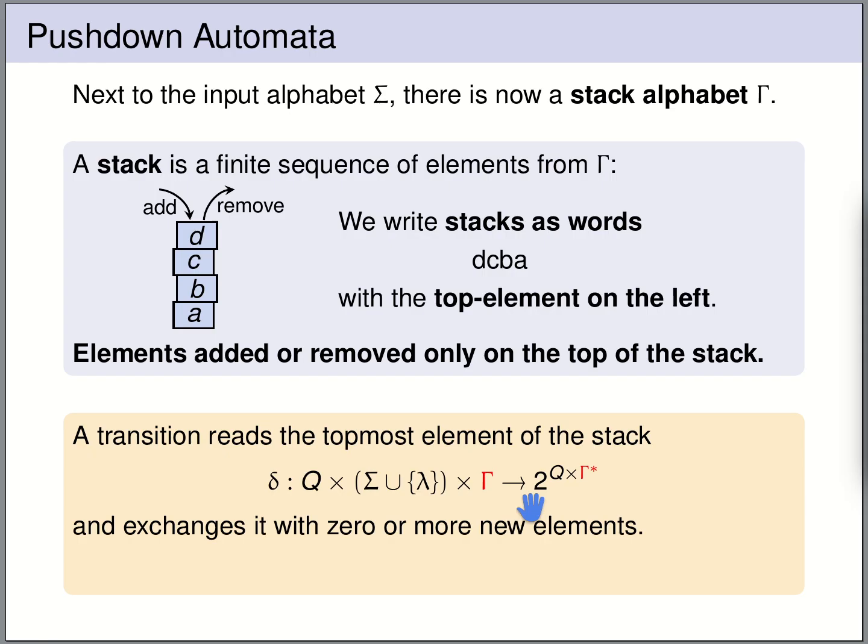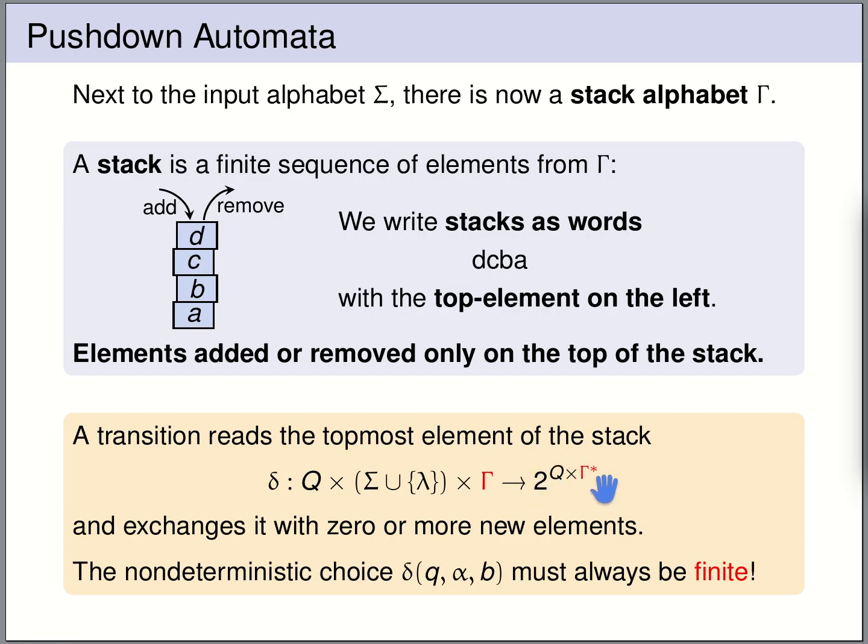And now the transition function gives us as result a possible choice of states to switch to and a word over the stack alphabet. That's the new elements that we add on top of the stack. The element that we inspect on the stack gets removed, and the elements that are given here are added back on top of the stack. So it switches the state and it adds 0 or more elements on top of the stack.